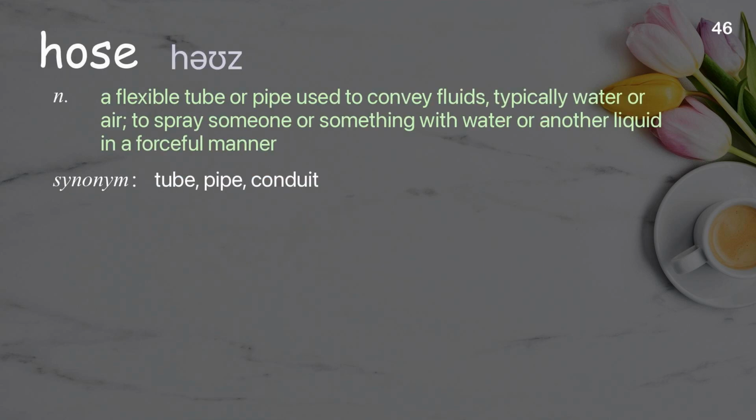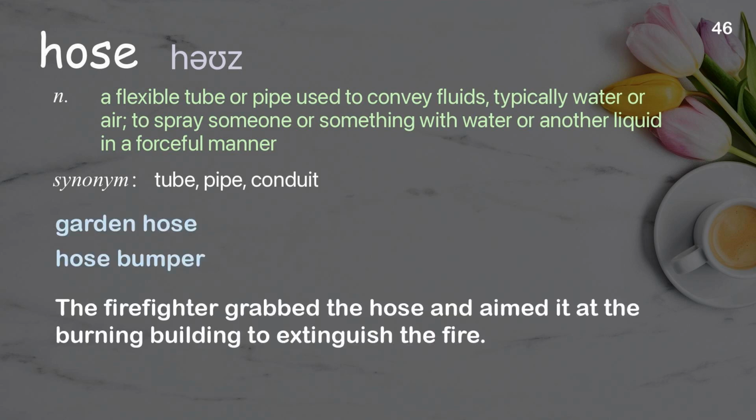Hose. A flexible tube or pipe used to convey fluids, typically water or air, or to spray someone or something with water or another liquid in a forceful manner. Examples: Garden hose. Hose bumper. The firefighter grabbed the hose and aimed it at the burning building to extinguish the fire.